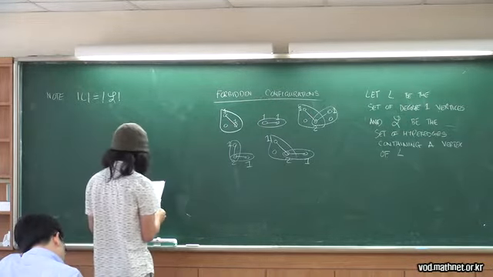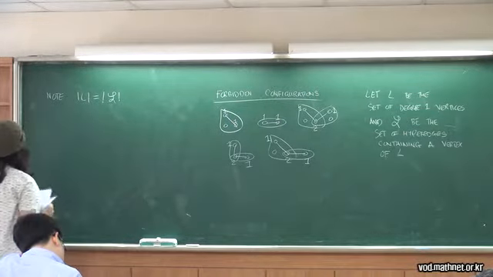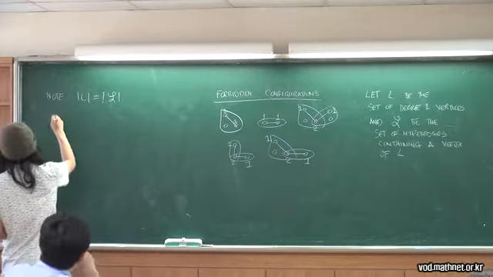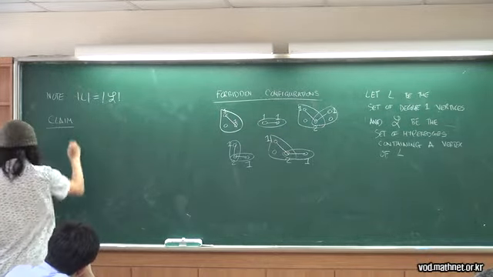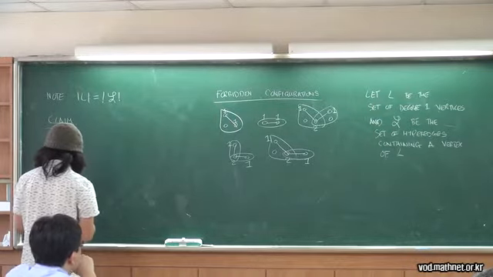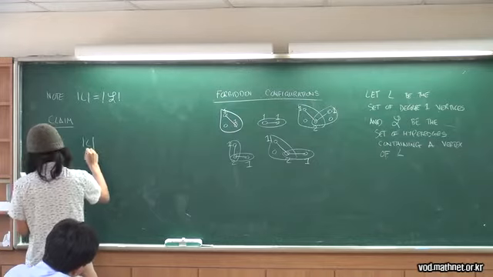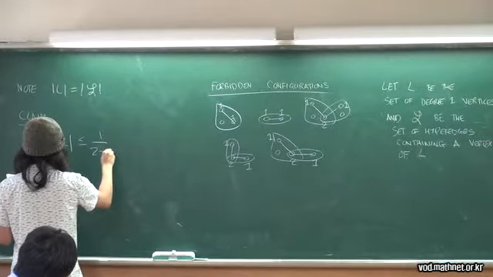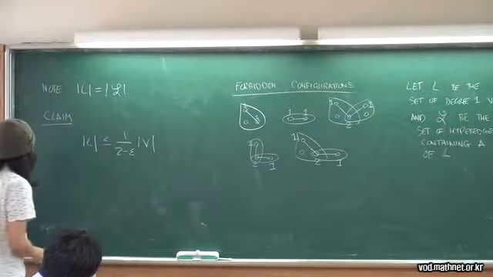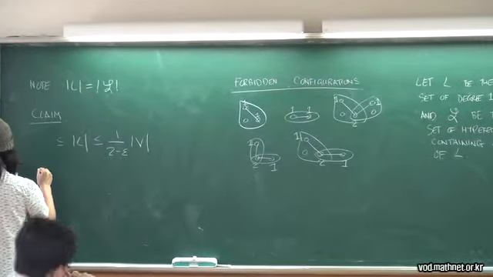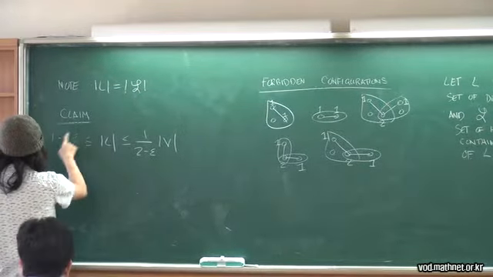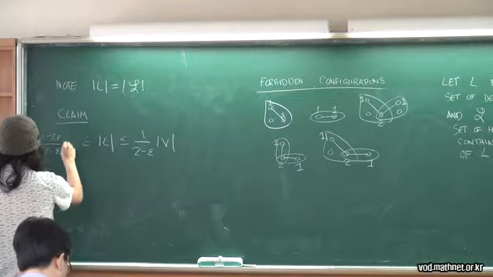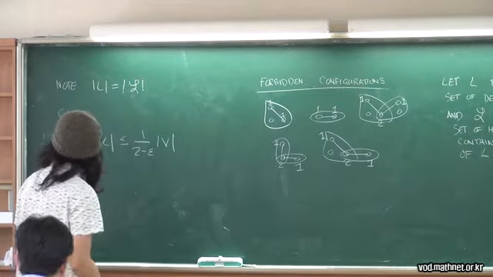Okay, so now what we want to prove is this concentration result for this set L. So let's say, claim. I claim that the size of L is very close to 1 over 2 minus epsilon times the number of vertices. So it's bounded above by that, but it's also bounded below by 1 minus 2 epsilon over 2 minus epsilon times the number of vertices. Okay.